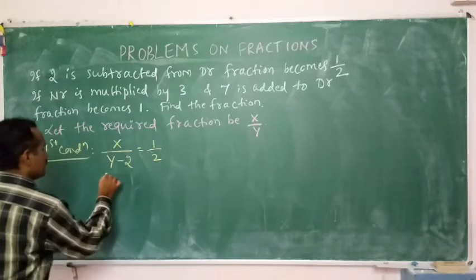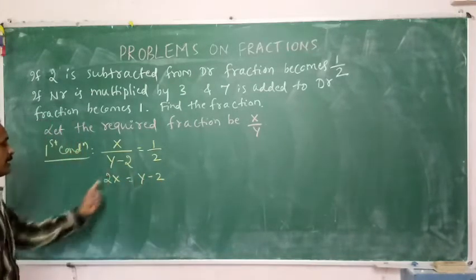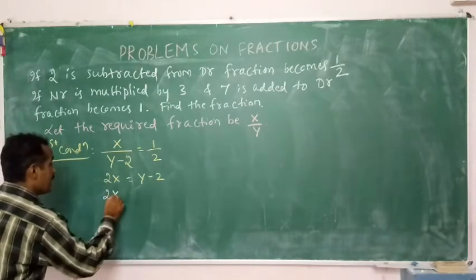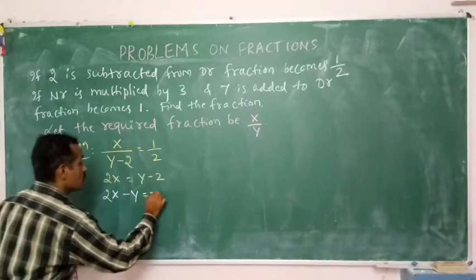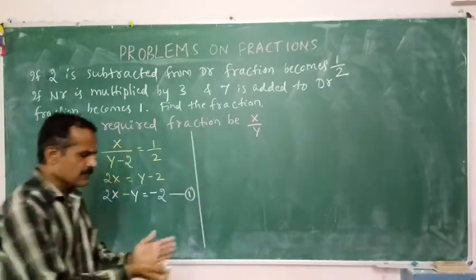Cross multiply, it is 2x equals y minus 2. Bring it to the LHS. 2x minus y equals minus 2. Equation number 1.